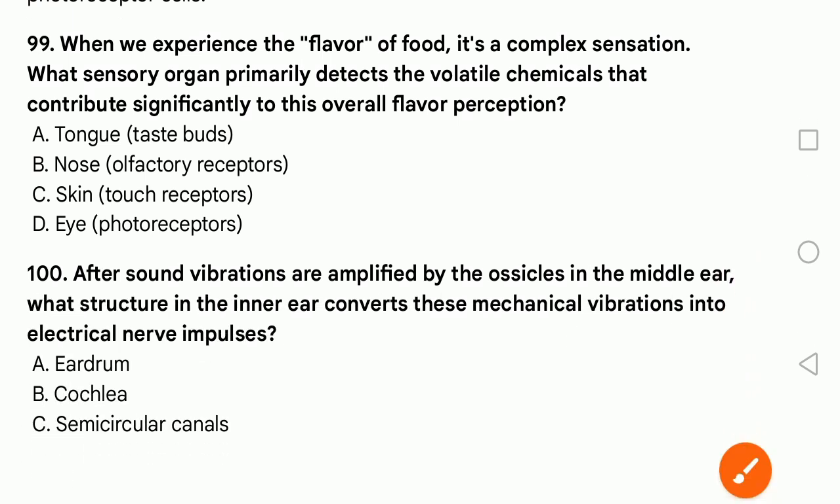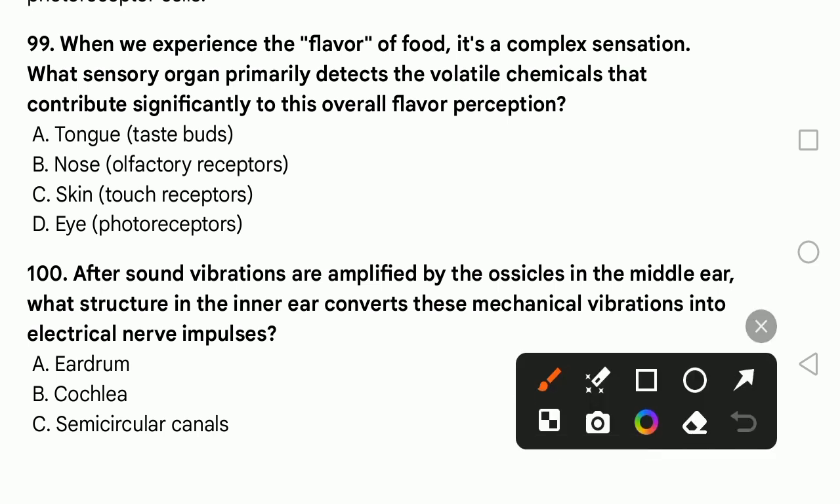99. When we experience the flavor of food, it's a complex sensation. What sensory organ primarily detects the volatile chemicals that contribute significantly to their overall flavor perception? Olfactory receptors, which are found in the nose.